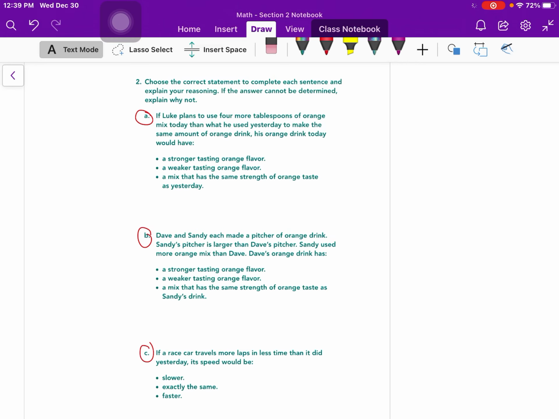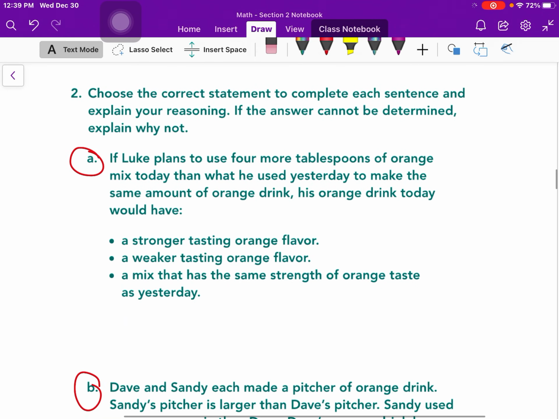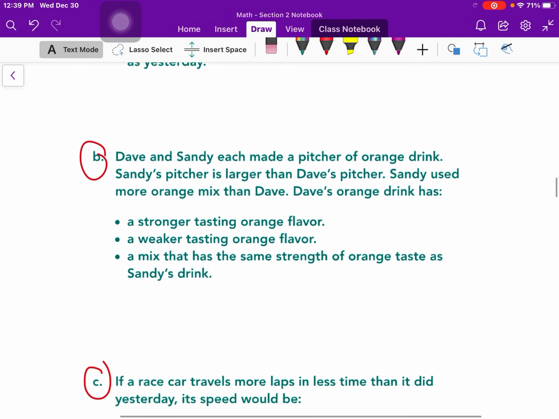Okay, hopefully you have answers for all 3 of them. Let's start with A. It says, choose the correct statement to complete each sentence and explain your reasoning. If the answer cannot be determined, explain why not. If Luke plans to use 4 more tablespoons of orange mix today than he did yesterday to make the same amount of orange drink, his orange drink today will be what? Stronger, weaker, or the same? Well, if he's adding 4 more, it's going to be stronger.